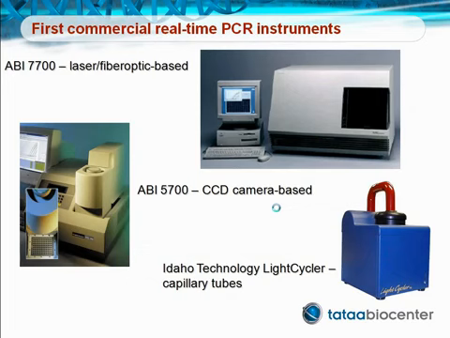This slide shows some of the first qPCR instruments that appeared on the market, including the famous ABI 7700, also known as the TaqMan instrument, and the original Idaho Technology LightCycler. These instruments opened a new era in molecular diagnostics, but they are outdated today.